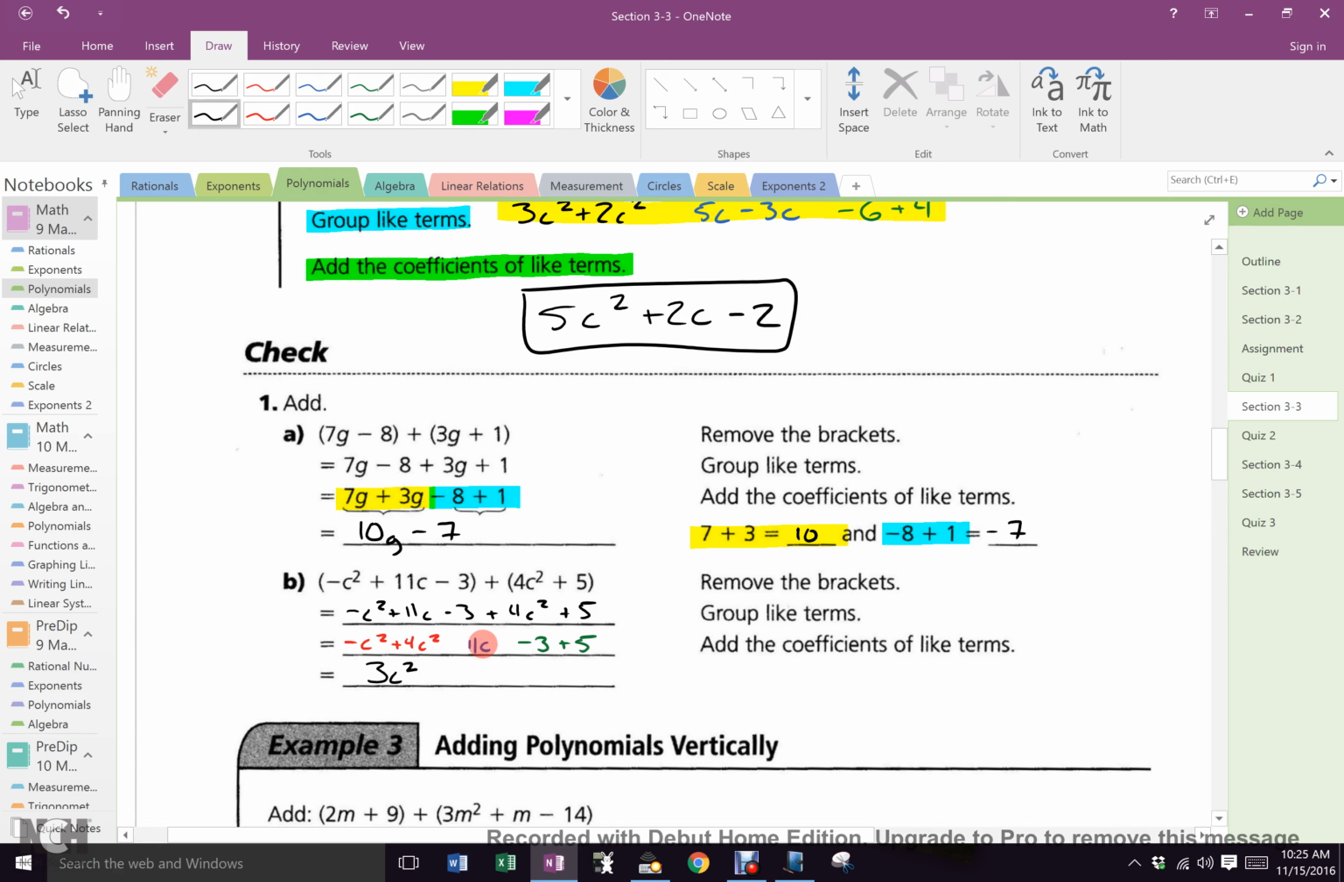Any other C's? Plus 11C and negative 3 plus 5. I lost 3 yards. I gained 5 yards, so I'm at positive 2. Done. What? Grade 10, 11.